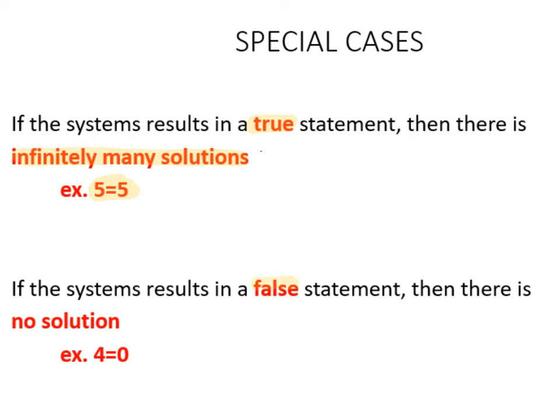If the system results in a false statement, then there is no solution, because there's no set of numbers that will ever make it true. So if you see something such as 4 equals 0, which is false, that would mean it's no solution.